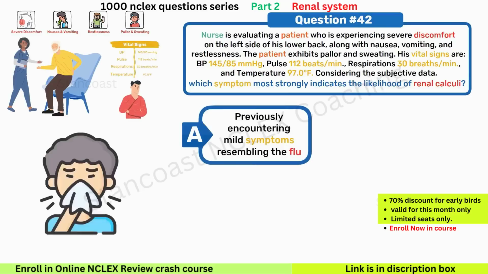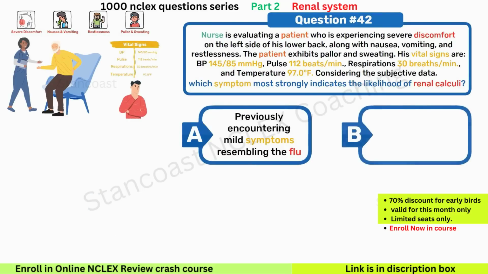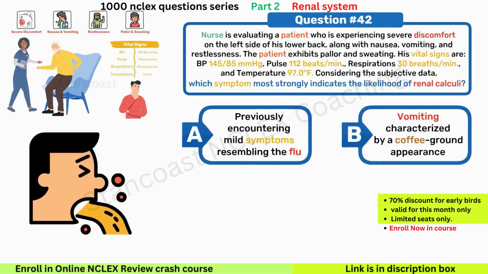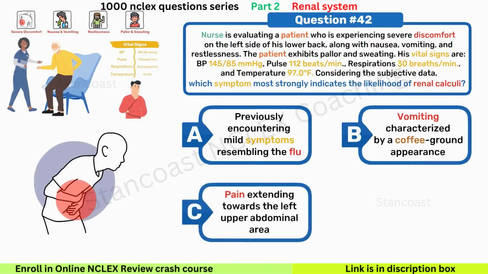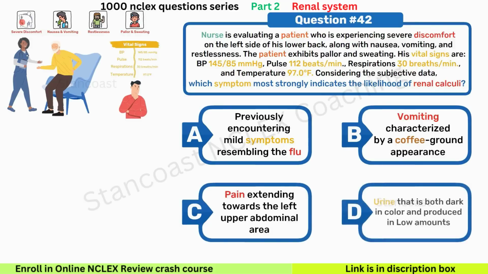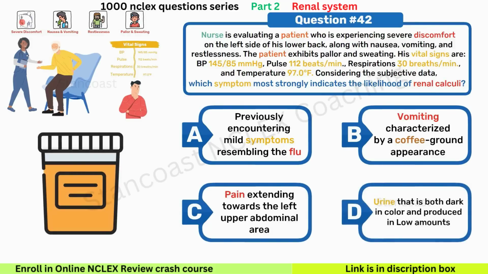A. Previously encountering mild symptoms resembling the flu. B. Vomiting, characterized by a coffee ground appearance. C. Pain extending towards the left upper abdominal area. D. Urine that is both dark in color and produced in low amounts. Correct answer is D. Urine that is dark in color and produced in low amounts.